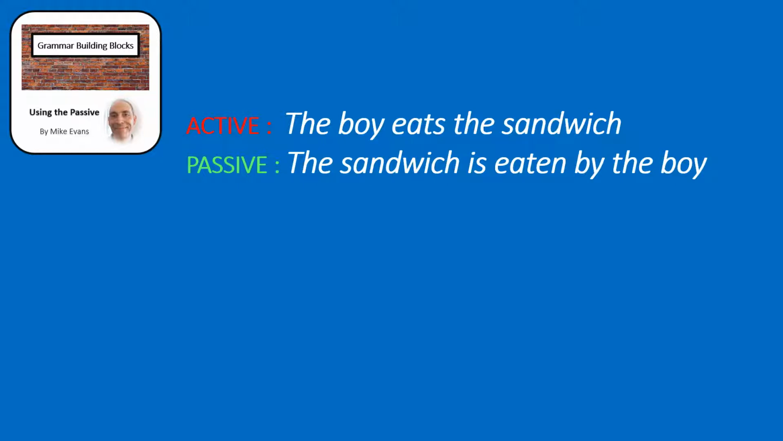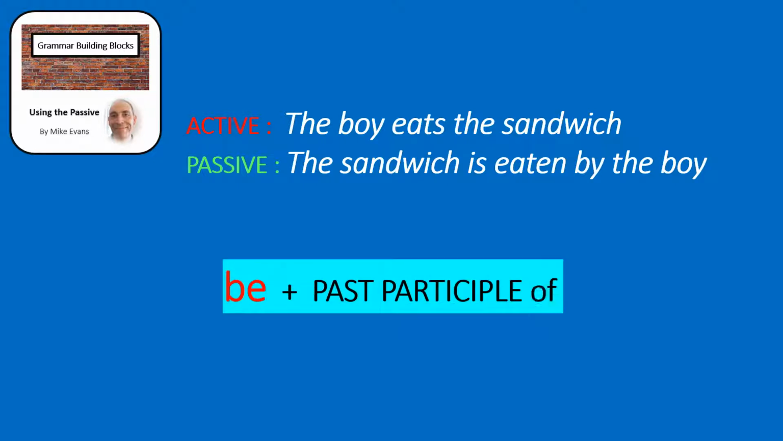To create the passive form of the verb, we use the auxiliary verb be followed by the past participle of the main verb. To form the past participle of a regular verb, you simply add ed to the end. However, many verbs are irregular and simply have to be learned. The past participle never changes in a passive sentence. Only the tense of the verb be changes.